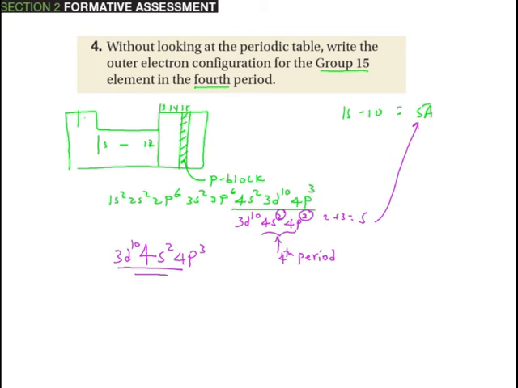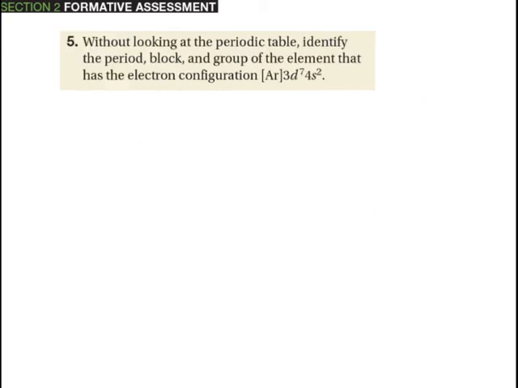Next one, number 5. Without looking at the periodic table, identify the period, block, and group of the element that has this electron configuration. In the first place, this configuration has a pattern. Focus on this one. The s and d are related by (n-1)d7 and ns2. If a configuration ends up with this pattern, it is a transition metal.